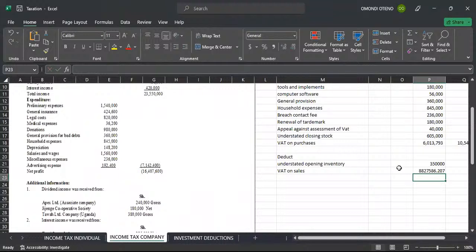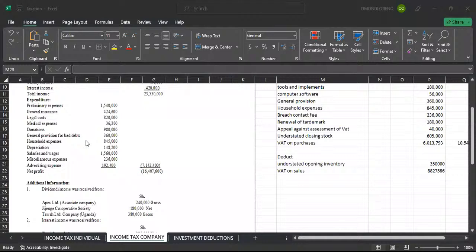When we do that, how much do we get? We get 275,827,586. So that is the VAT. That is the VAT which was exaggerated on sales, which should not be recognized as revenue. So that's why we are deducting it there.